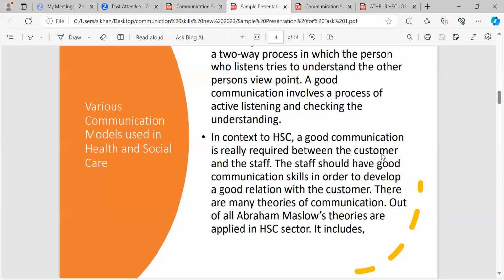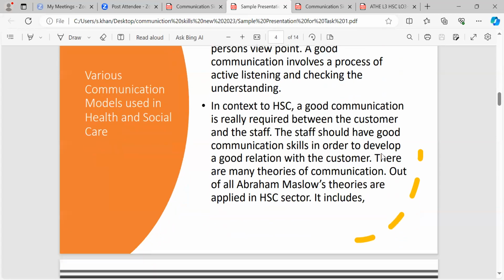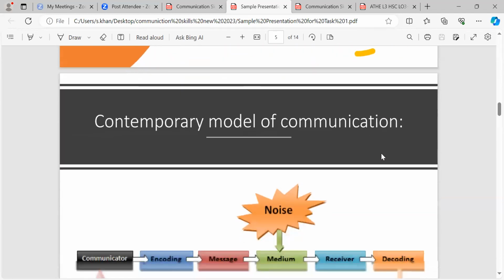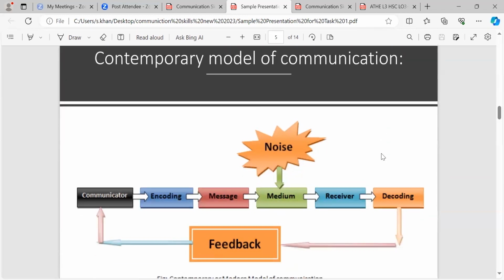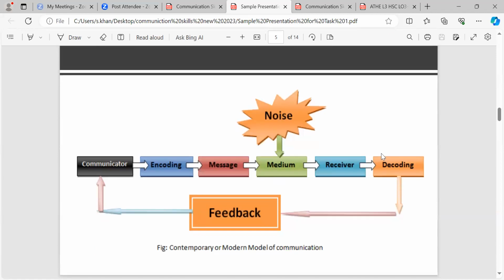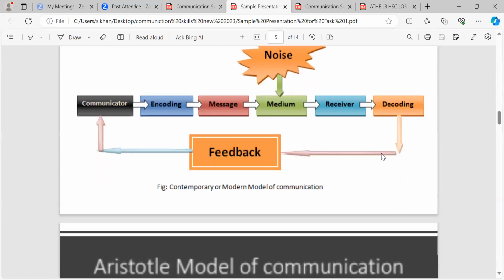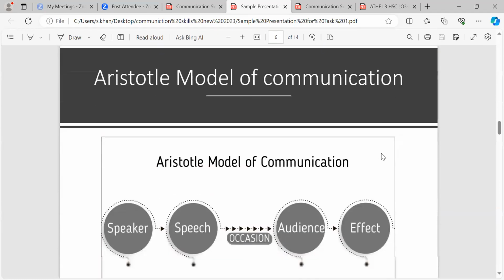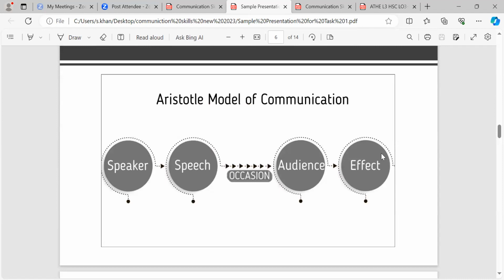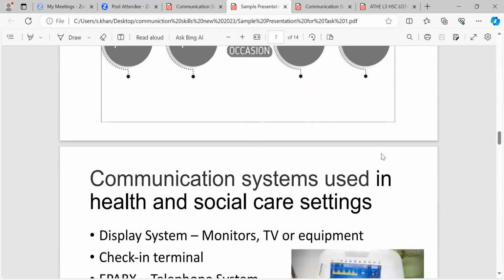Out of Abraham Maslow's theory applied to health and social care, it includes contemporary theory. Remember, we looked at the contemporary theory? We looked at the communicator encoding message, medium, receiver decoding, then Aristotle's model of communication. And this is all for task 1, okay, Jewel? So the speaker, the speech, the occasion, audience, and the effect.